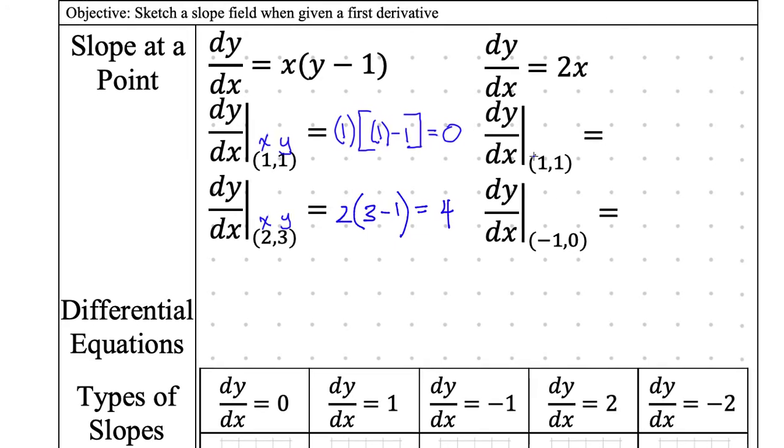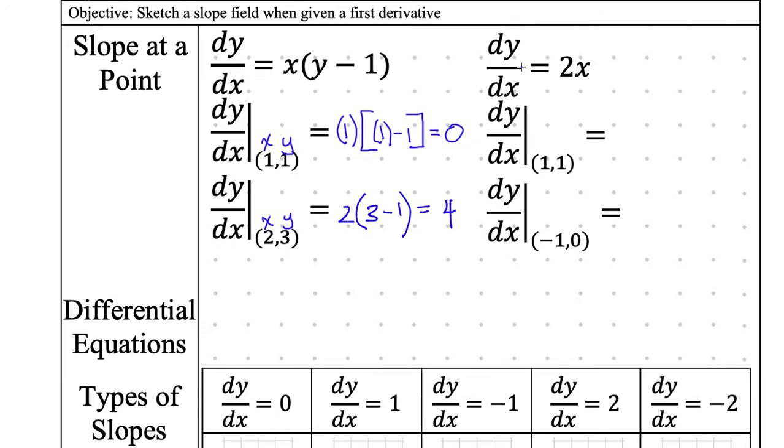Let's try this one. If I say that the derivative dy dx is 2x, what happens if I plug in the point 1, 1? I get 2, because it's just 2 times 1, which is 2. What happens if I plug in the coordinate -1, 0? -2, there it is.